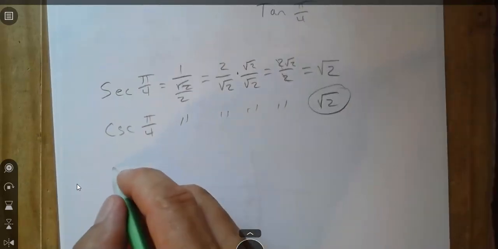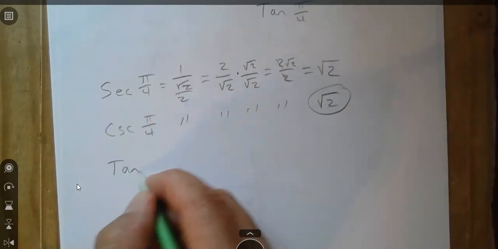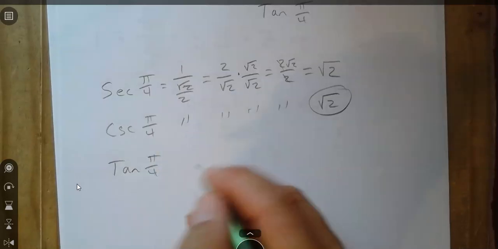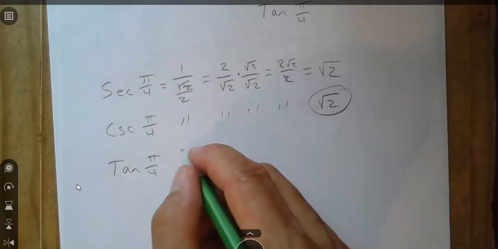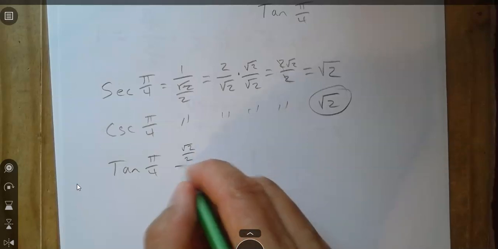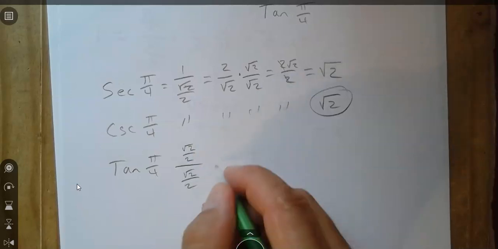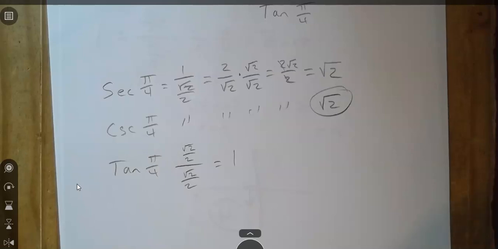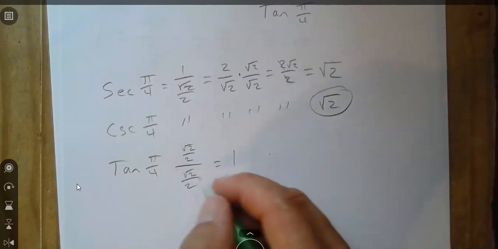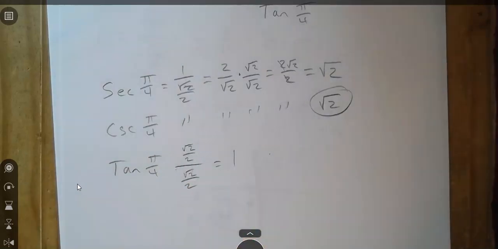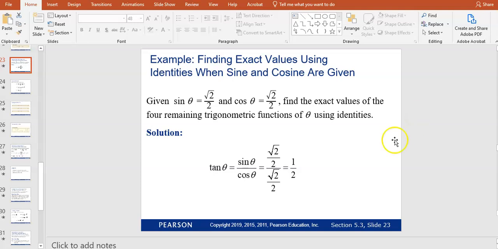Well, let's look at my cotangent and tangent. Let's do tangent first, pi over 4. This is my sine over cosine. If it's root 2 over 2 over root 2 over 2, then that's just 1. And then my cotangent will be the same thing, because it's just those two flipped, but they're still the same thing, so there won't be any change. So that's how we're going to calculate these.